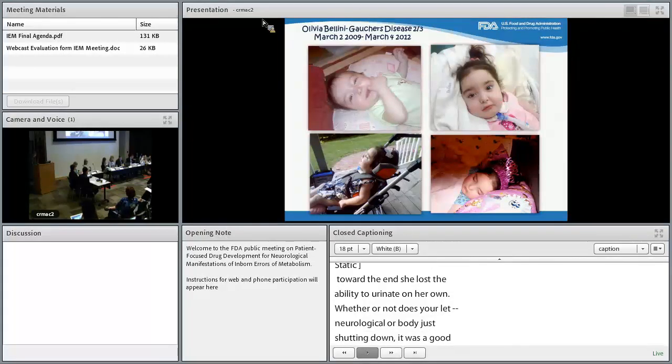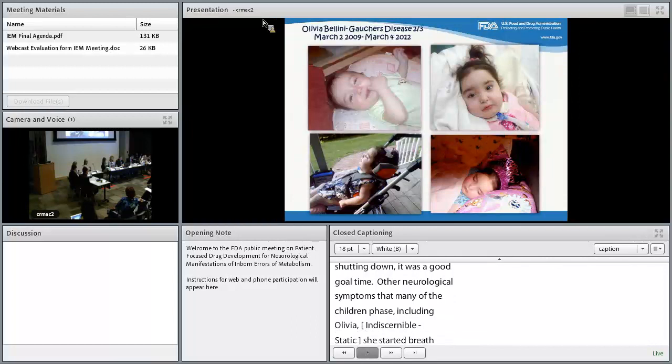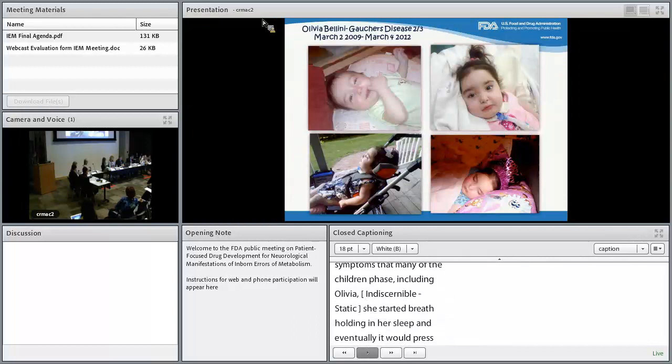Other neurological symptoms that many of the children face, including Olivia, are the central apnea. So she started breath holding in her sleep, and then eventually it would progress farther. So she started with her ventilator only during naps and sleep time, and then eventually it became 24/7. She also did require a G-tube to eat as well.